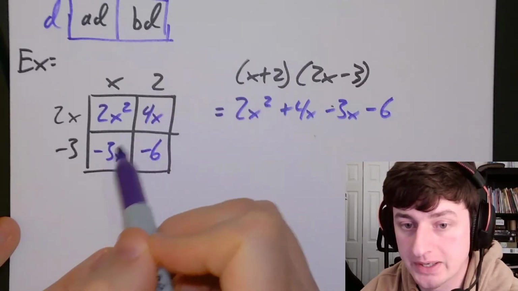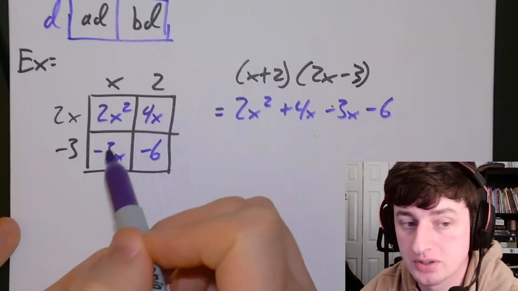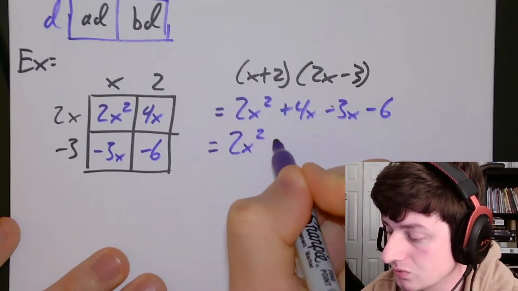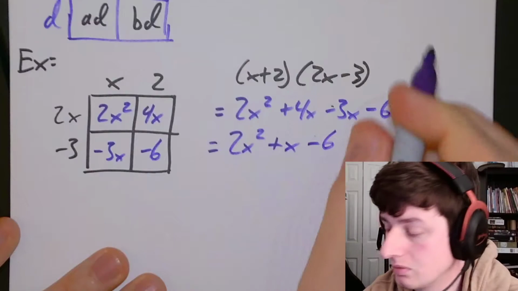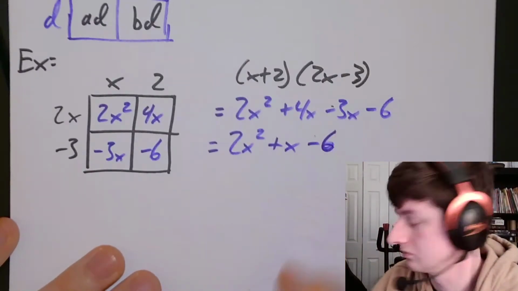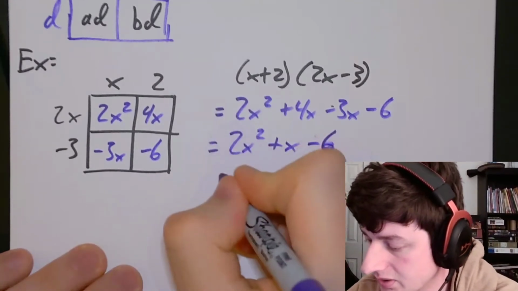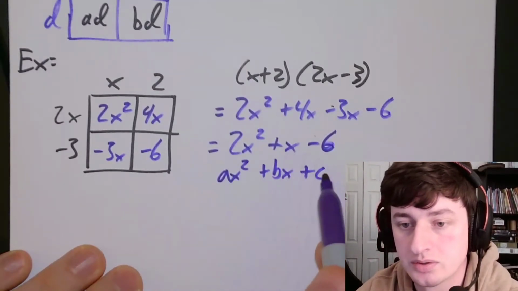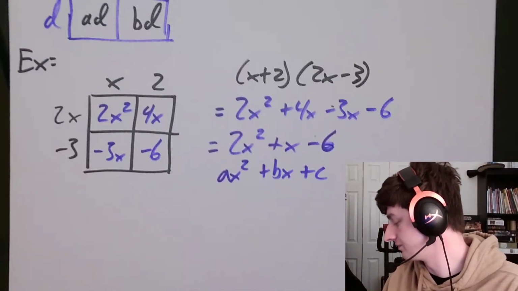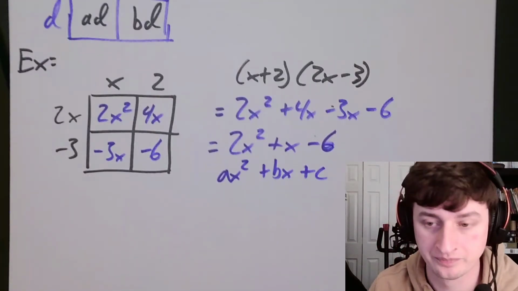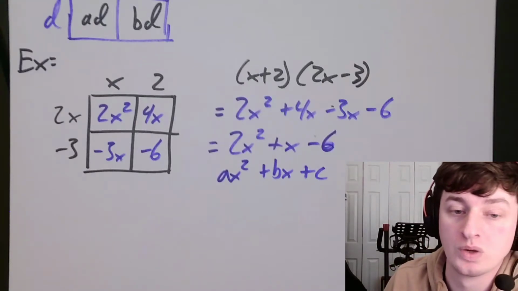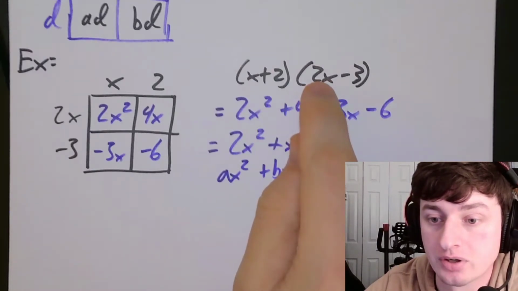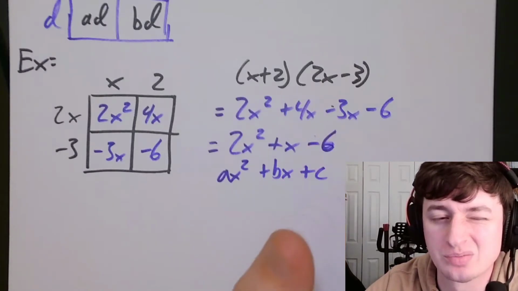So these two combine. They're like terms. So the 4x and the negative 3x are going to combine. We need to simplify this statement. 4 minus 3 is 1. So now this is in standard form. A is 2, B is 1, C is negative 6. This method is especially useful when one of the binomials, or both, have an A value or a number in front of the X here, like this, because it just makes it slightly more complicated.